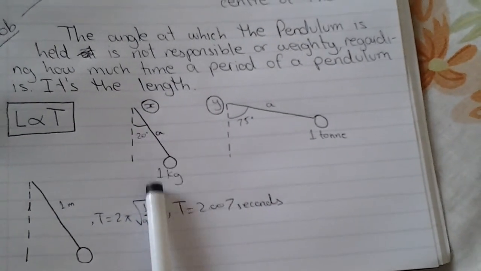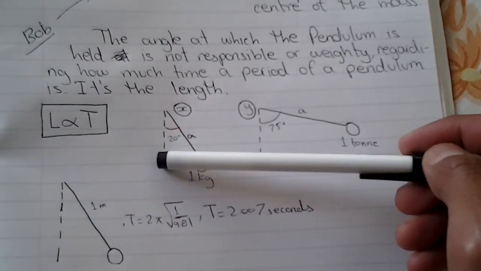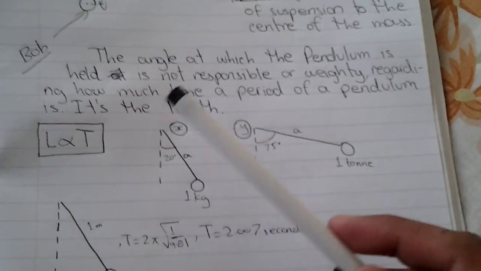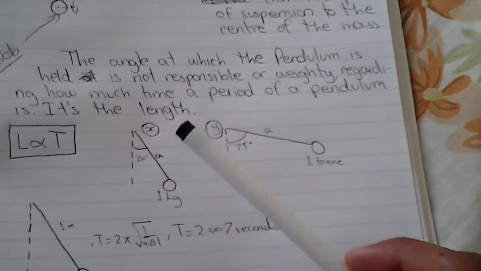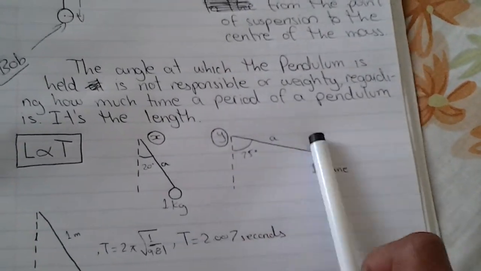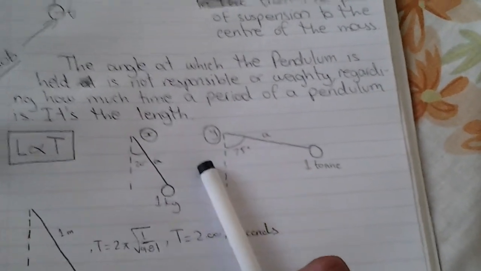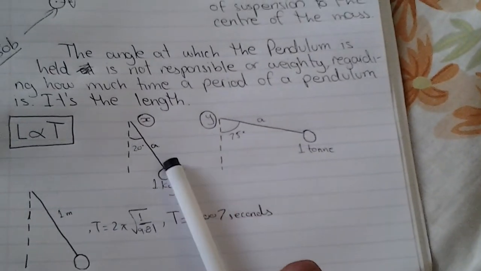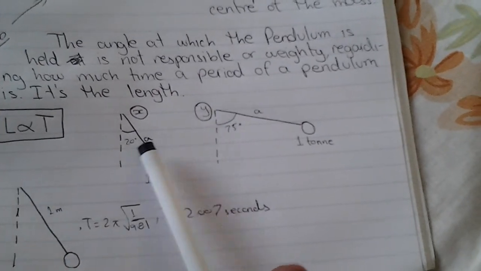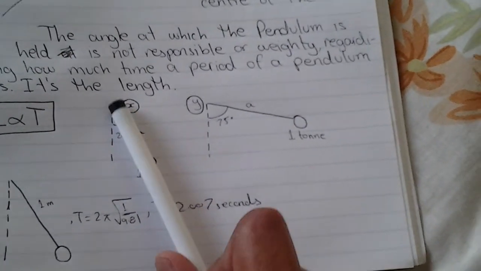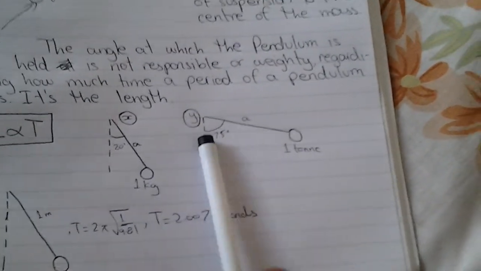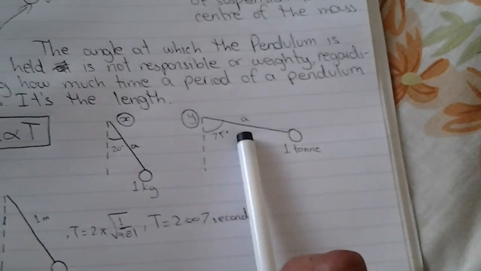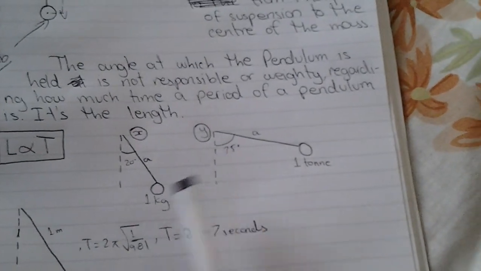If you take into account the normal line, as indicated by this dotted line over here. So let's pretend we've got pendulum X and pendulum Y. They both have the same length A. Pendulum X is held at 20 degrees from the imaginary line of normal, and pendulum Y is held at 75 degrees, a considerably bigger angle, right?